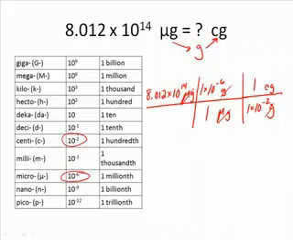Okay, so I'm going to solve this. I'll do 8.012 times 10 to the 14th, times 1 times 10 to the minus 6, and divided by 1 times 10 to the minus 2. And that gives me 8.012 times 10 to the 10th, and my unit on that would be centigrams.